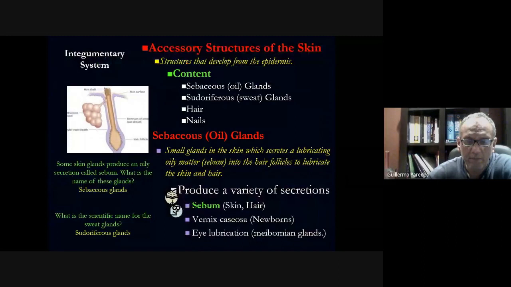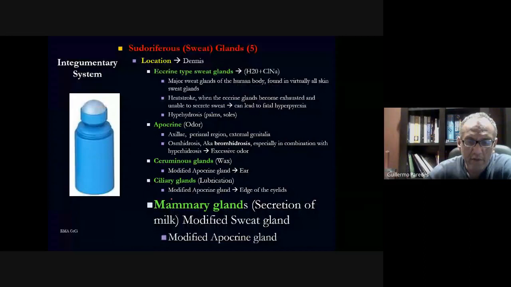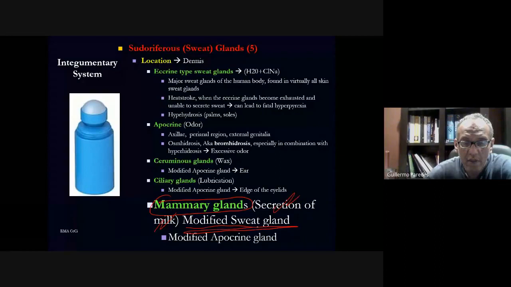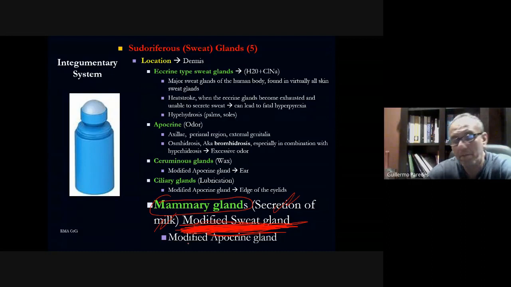I want you to remember about the mammary glands. The mammary glands are going to secrete milk, correct? And this milk is actually secreted by the gland. These mammary glands are considered a modified sweat gland. A sweat gland modification. Okay? A sweat gland that is modified. So don't forget that. It's like a sweat gland, but instead of secreting sweat, it's going to secrete milk. Okay?